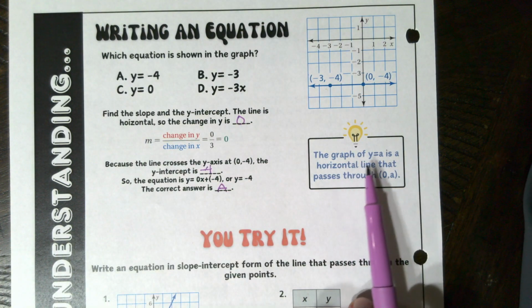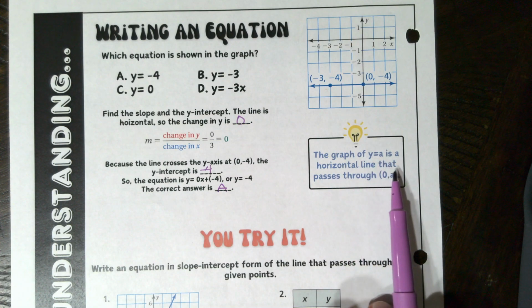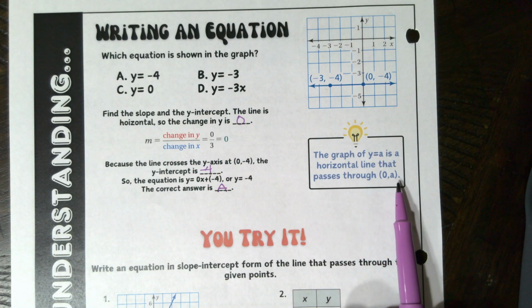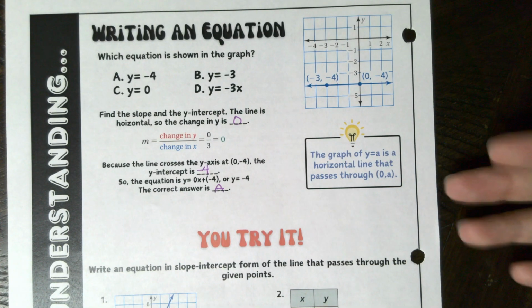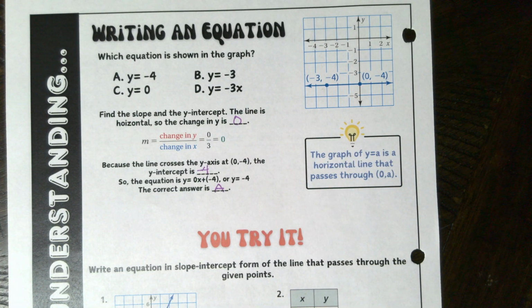Okay, so the graph of y equals A is a horizontal line that passes through 0, A. So A just means whatever that number for our y is going to be, but we don't always know the answer, so we just put in A for that.